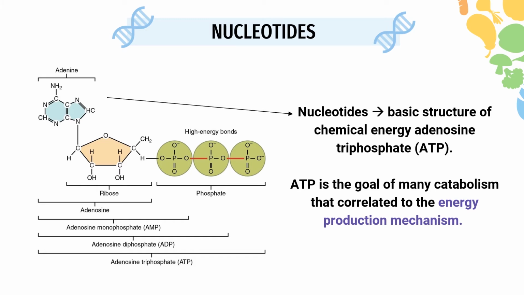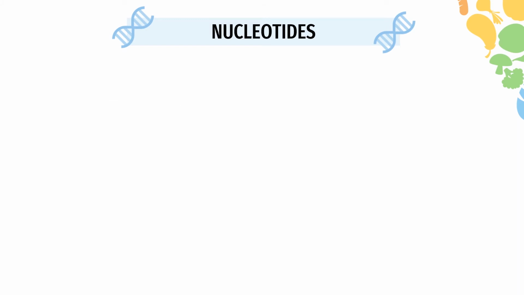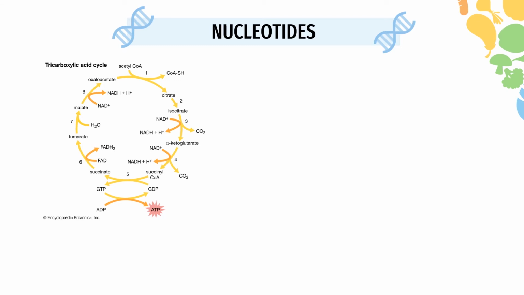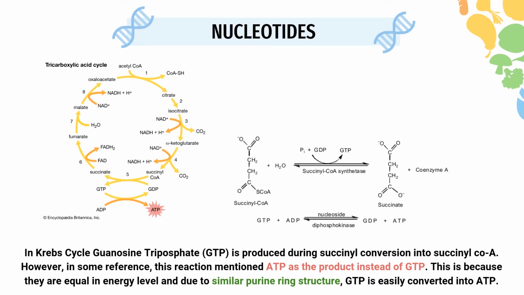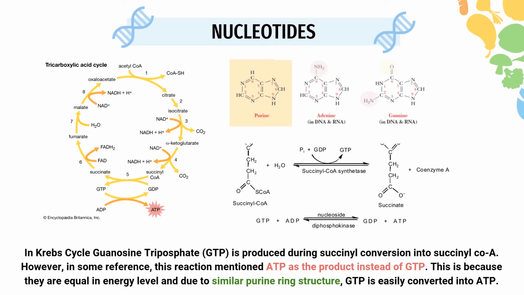In the Krebs cycle, guanosine triphosphate or GTP is produced during the conversion of succinyl-CoA to succinate. However, in some references, this reaction mentions ATP as the product instead of GTP. This is because they are equal in energy level, and due to the similar purine ring structure, GTP is easily converted into ATP. Okay, next.